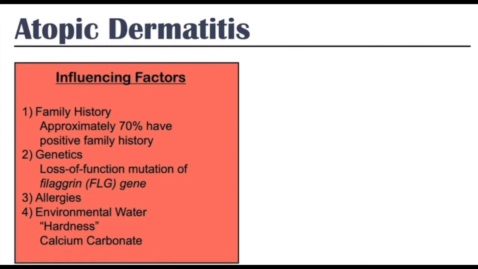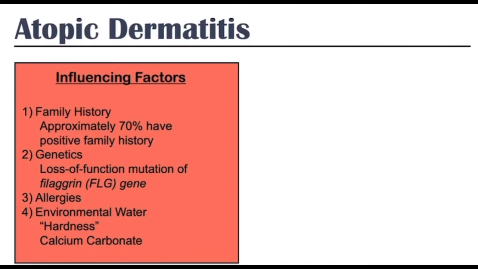The second one is associated with the family history. Again, genetics. If there's a loss of function mutation of the filaggrin gene we talked about earlier, this has a pretty strong risk of having atopic dermatitis.